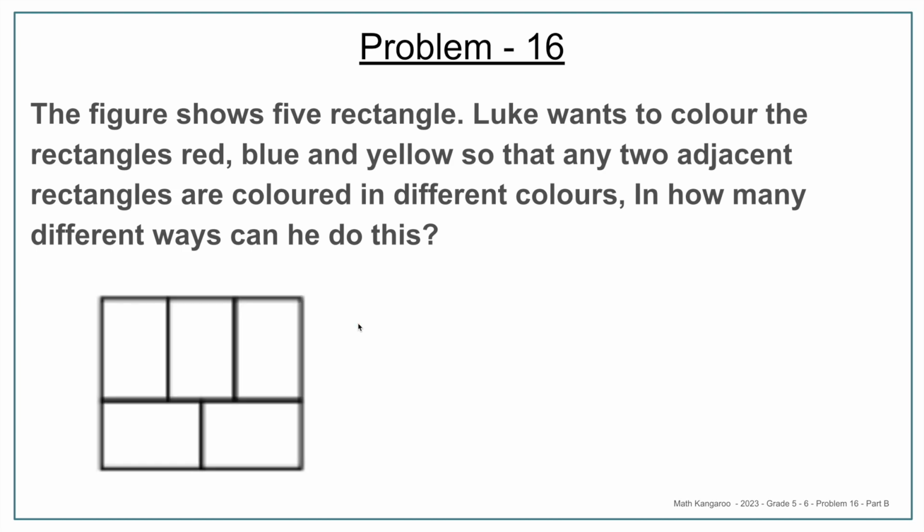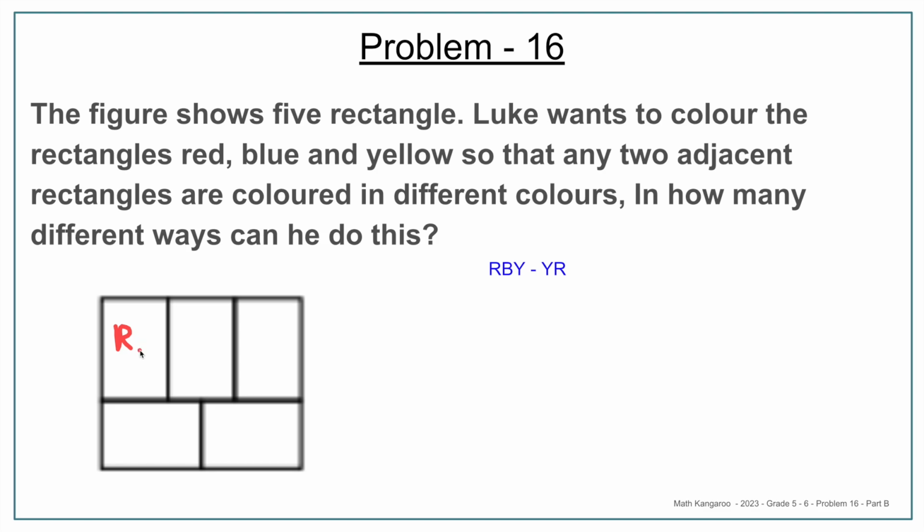Since we have three colors, the first rectangle we could take red, then the adjacent could be blue, and this one far away is yellow. So this one would be yellow and this would be red. So our first approach would be this one. Now second, we take this one red. So my trick is always take one color and try all the other combinations.